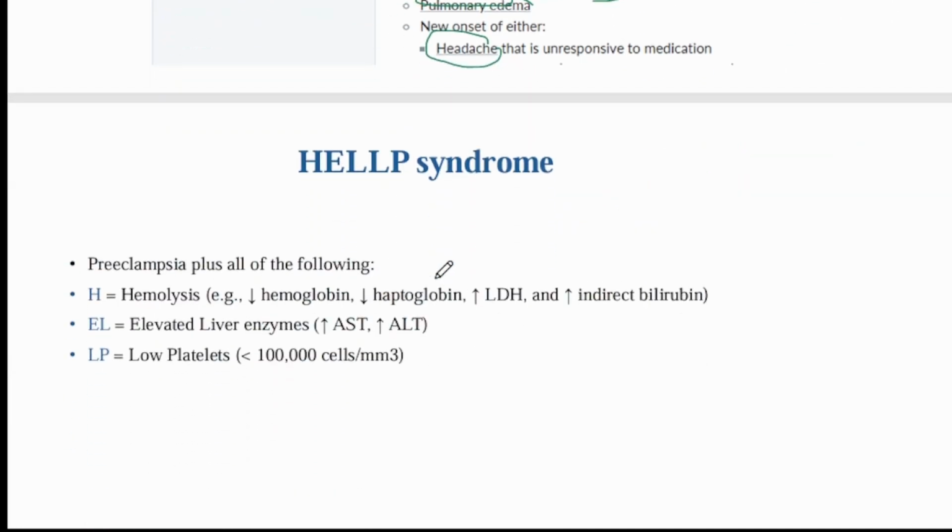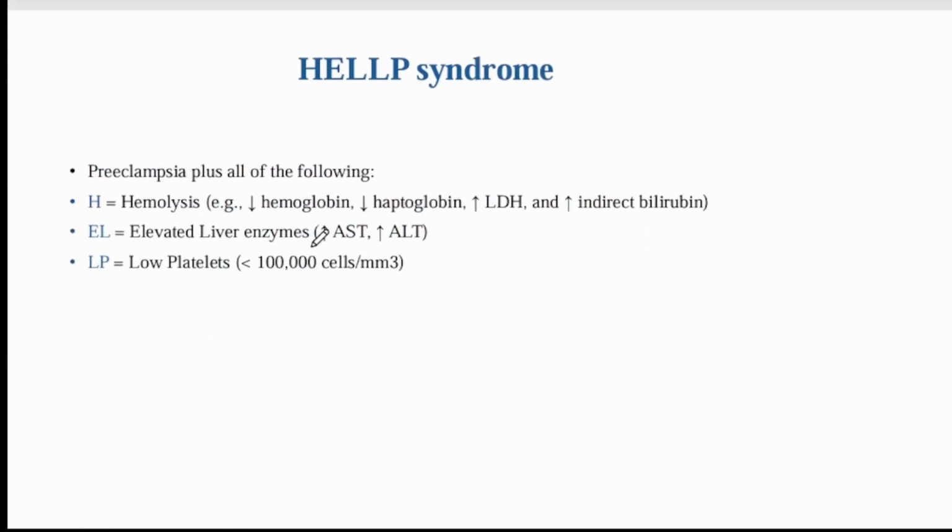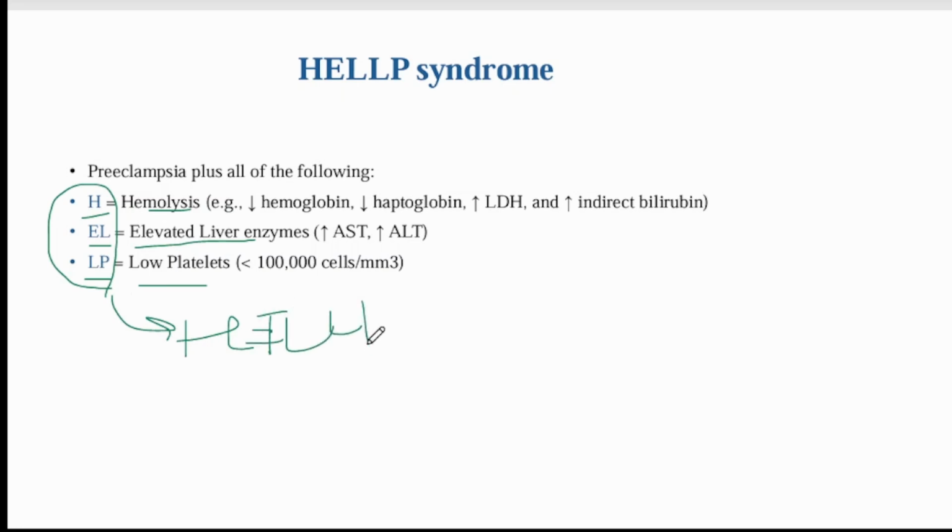HELLP syndrome is a variant of preeclampsia, and it encompasses all the findings. H is for hemolysis, EL is for elevated liver enzymes, and LP is for low platelets. If all three are present, then we call it HELLP syndrome. In eclampsia we deliver the baby, and in HELLP syndrome we immediately deliver the baby.